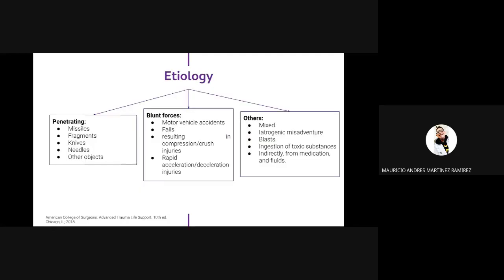In etiology, traditionally thoracic trauma is divided into 3 groups. First, we have penetrating trauma, which encompasses missiles, fragments, knives, needles, and other objects. Blunt force trauma includes motor vehicle accidents and falls, resulting in compression, crush injuries, and rapid acceleration-deceleration injuries. Others can be of mixed etiology, like penetrating and blunt forces, iatrogenic misadventure, and blasts, and the ingestion of toxic substances that can indirectly cause trauma, and medication overdose.